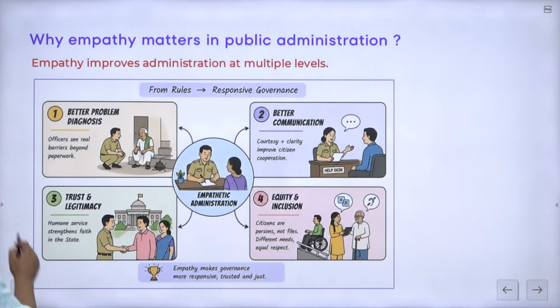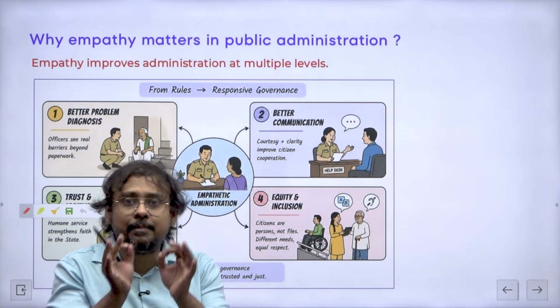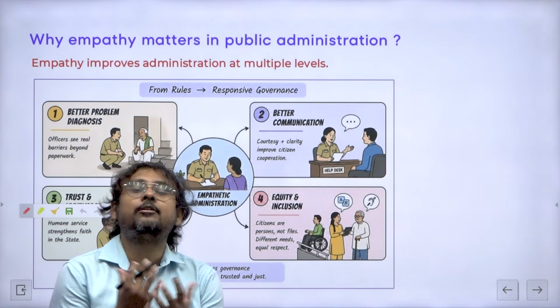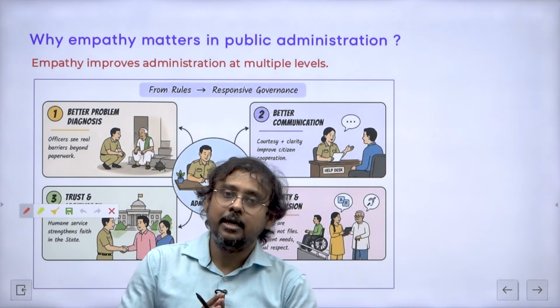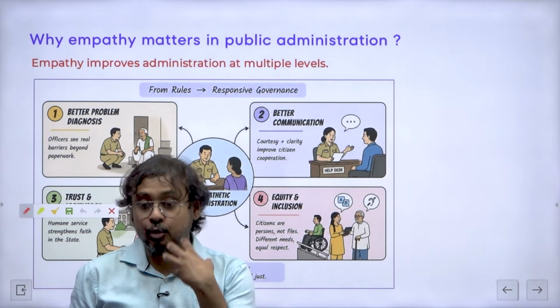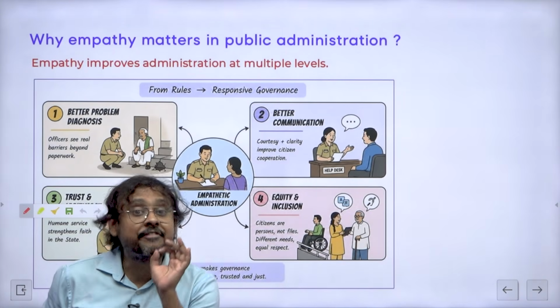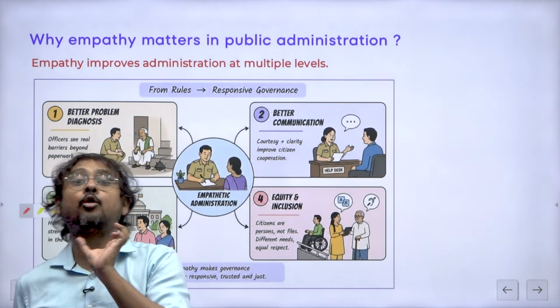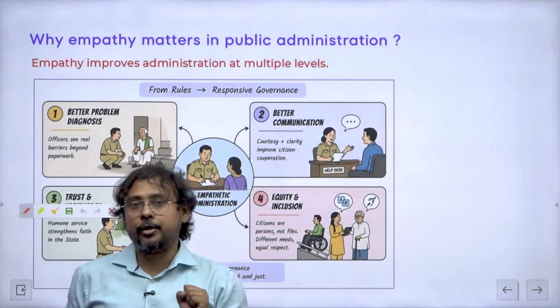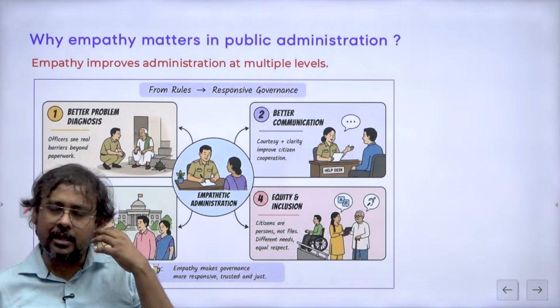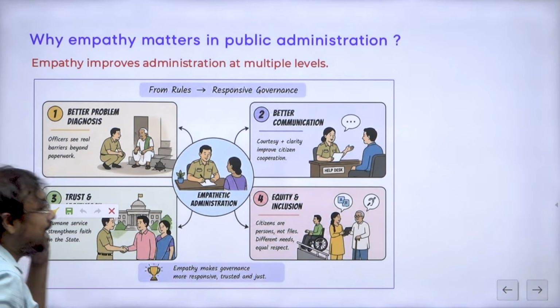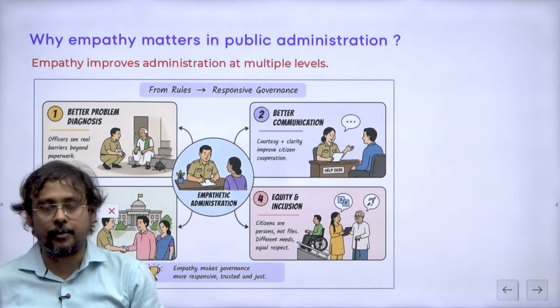The first is it helps better problem diagnosis, right? The officer sees the real barrier, not on paper, not on documents. They see the real barrier when they come in front of the people and hear them, listen to them, right? Put themselves into their shoes, right? The affective part and the cognitive part of empathy are very important, right? I feel for you. I feel with you, right? I understand what is the source of your problem. So this is the first thing, that it helps you to diagnose the problem in a better manner. What is the second thing?